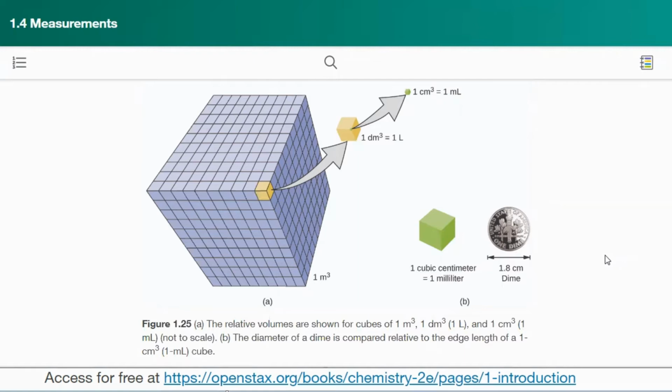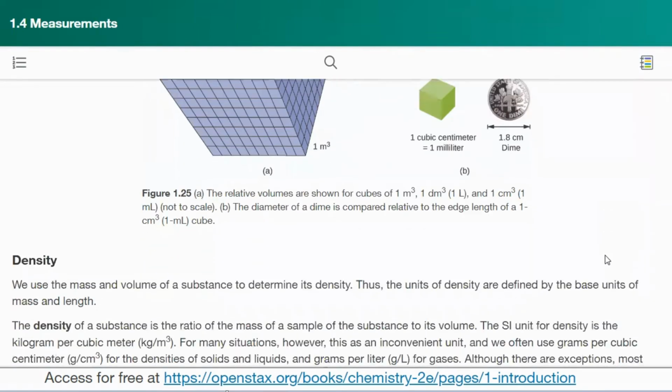I don't know why they put a hyphen there, because that looks like 1 minus a cubic centimeter. So sorry, I just had to point that out. Well, that's just a comparison. Let's just move forward.